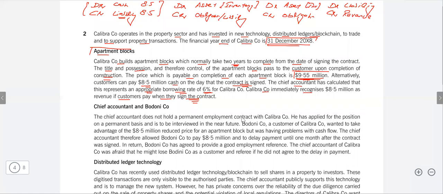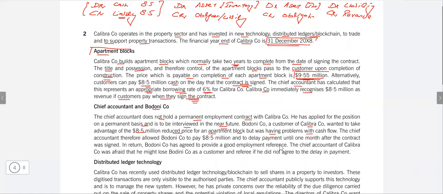So anyways, going towards the other paragraph, chief accountant and Bodani company. The chief accountant does not hold a permanent employment contract with the Calibra company. All right. He has applied for the position on a permanent basis and is to be interviewed in the near future, right? Okay, Bodani company, a customer of the Calibra company, wanted to take advantage of the 8.5 million reduced price for an apartment block, but was having problems with the cash flow, right?